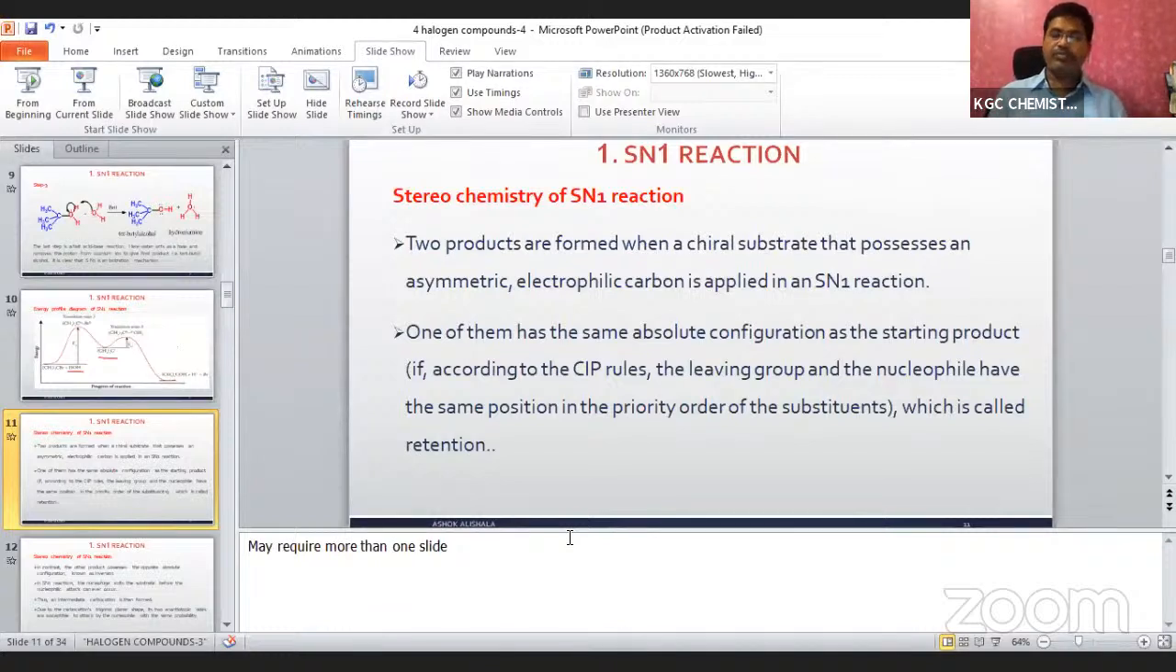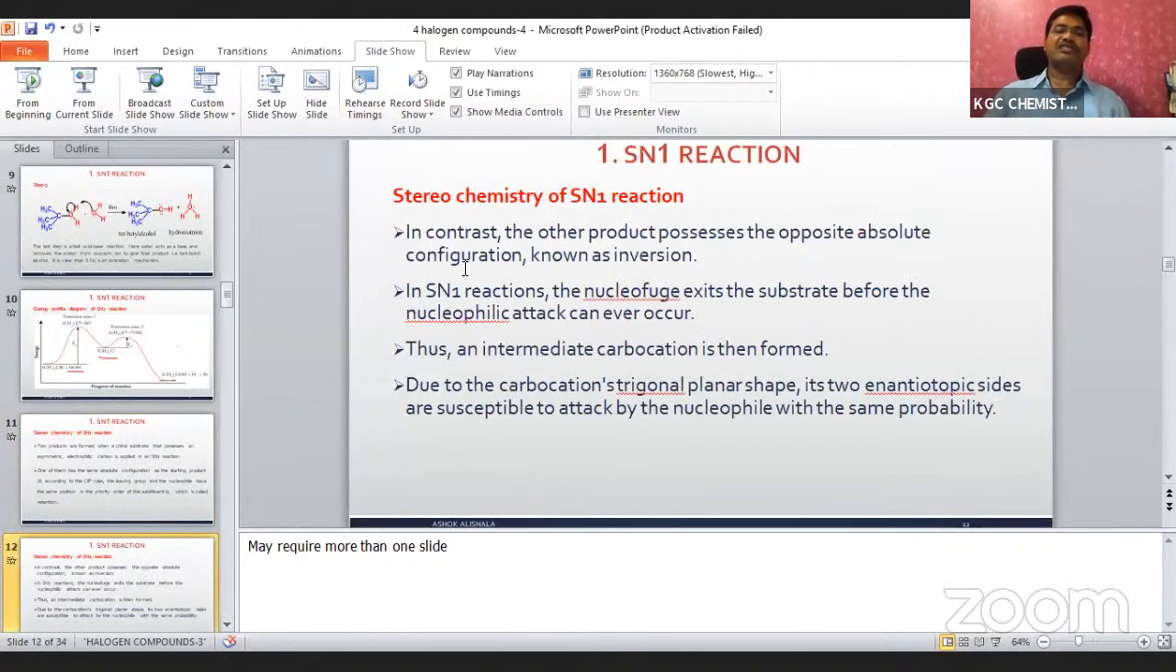And when we discussed this earlier, what happened? In SN2, the opposite configuration of the product is formed. But here there is the possibility to form two products. One is retention of the configuration, another is the inversion of the configuration, that we'll discuss here. In contrast, the product possessing the opposite absolute configuration is known as inversion.